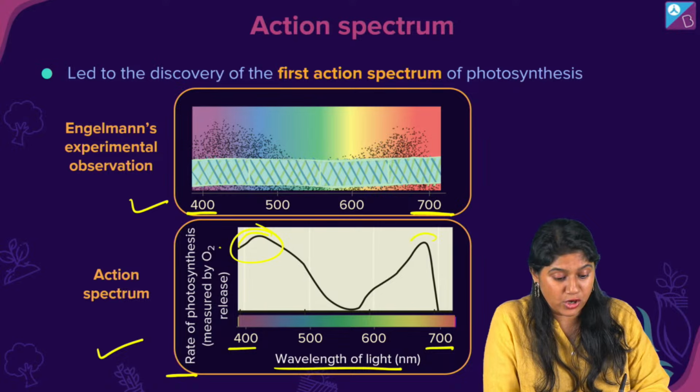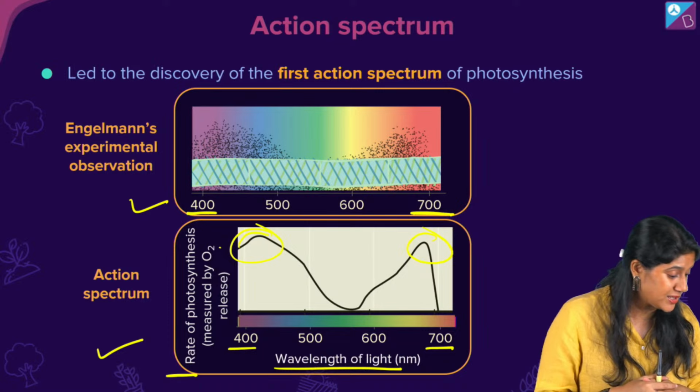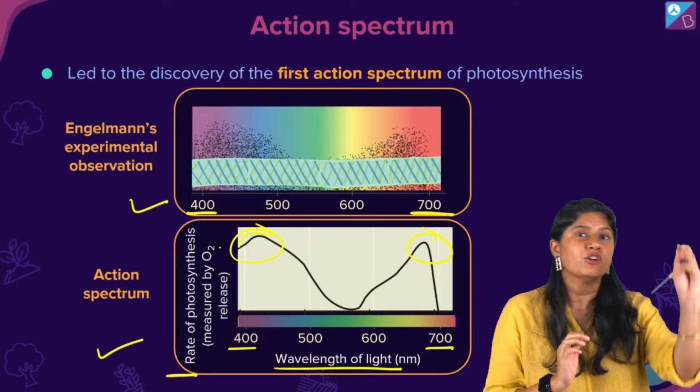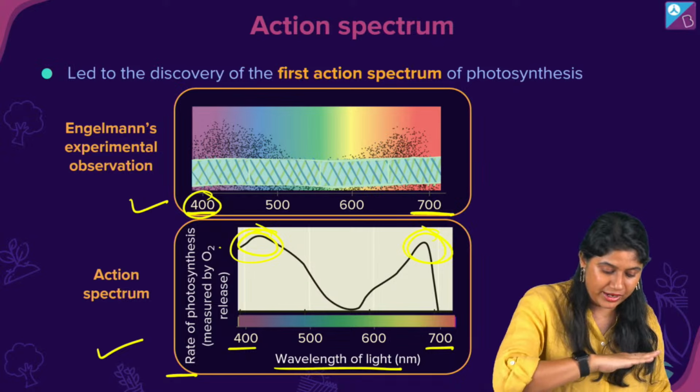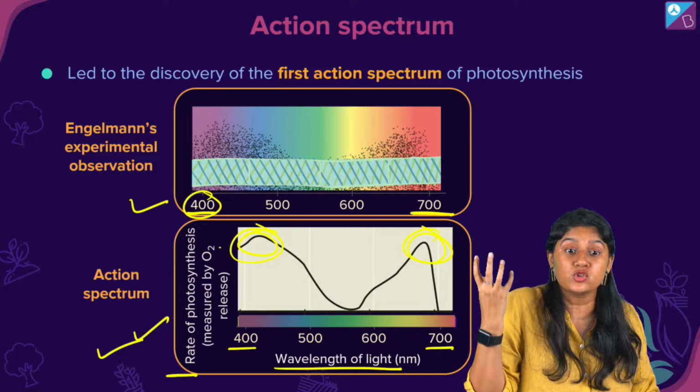Bachcho, samajh mein aaya ye? Sabko samajh mein aaya? Simple si baat hai. Unhone experiment kiya. Unhone dekha ki bhaiya 400 to 700 nanometer ka jo range hai, usme red and blue pe sabse zyada production of oxygen ho raha hai. To hum bol sakte hain ki wahan pe wavelength hamari jo hai, right light ki, bahut badhiya hai. And wahan pe humne dekha ki oxygen zyada produce ho raha hai.